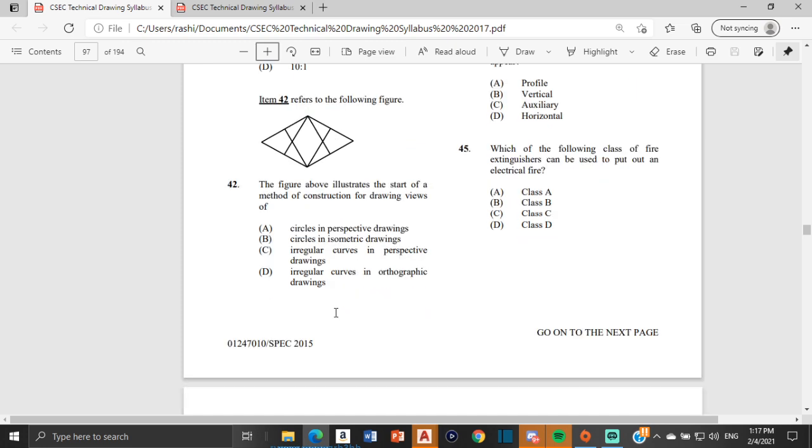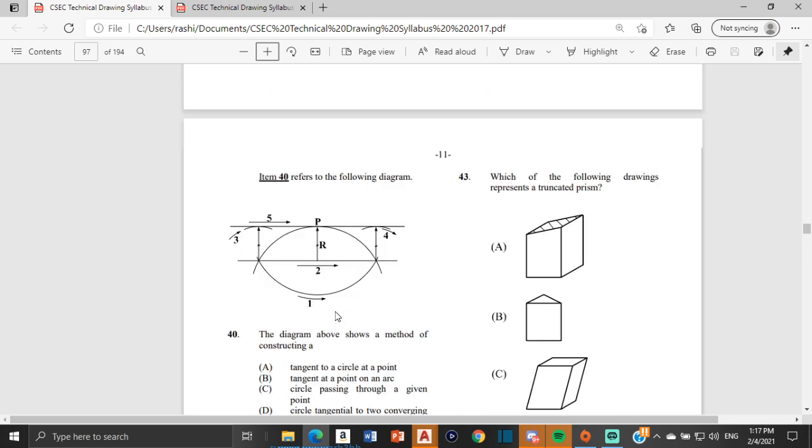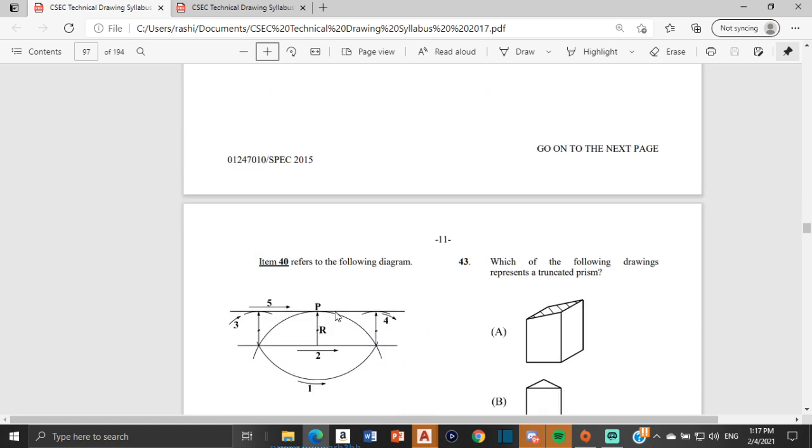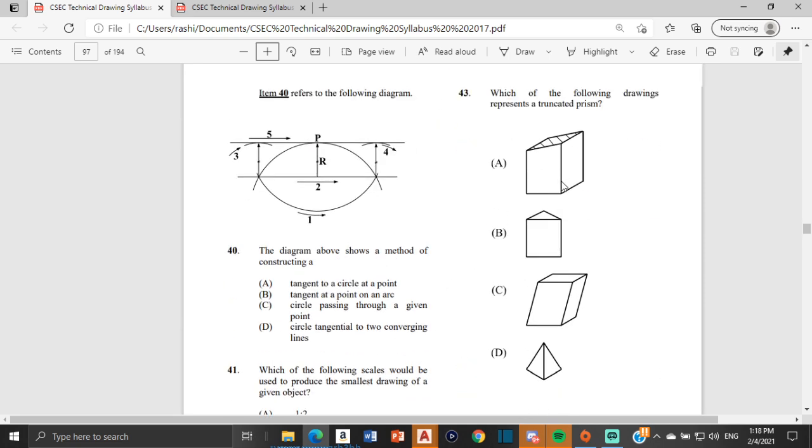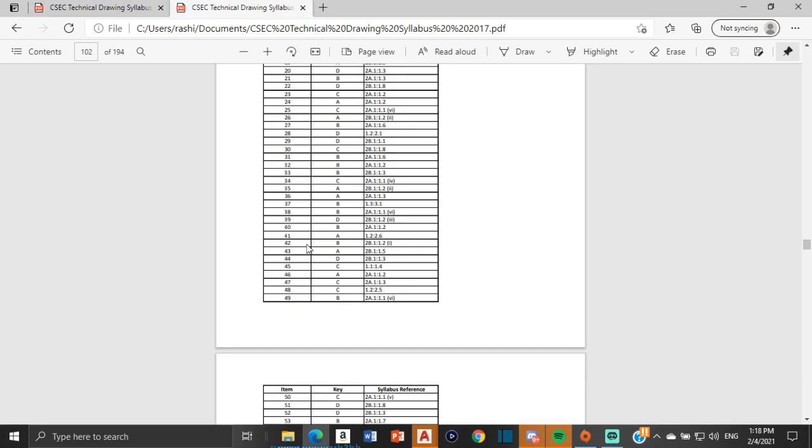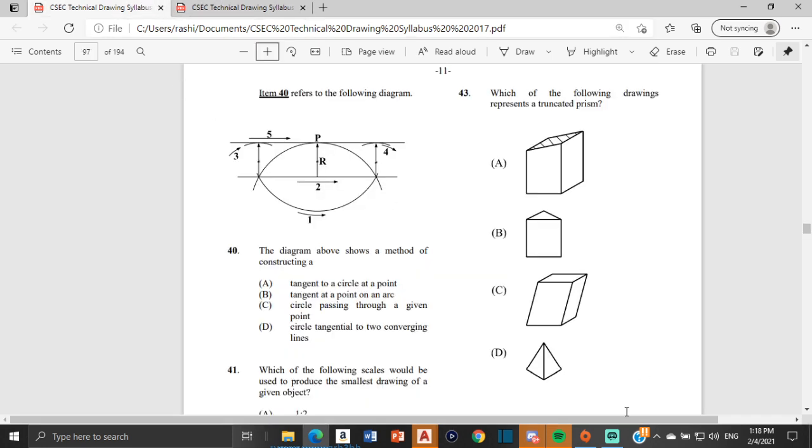All right, so we move on to number 43. Number 43 says, which of the following drawings represents a truncated prism? The term truncated means that a piece of it is cut off, and the answer is A. All right, number 43, let's see. 43 is A. And how we know that is because you see these hatching lines, and what those hatching lines represent is where a cut is made. All right, so that is why you would have those hatching lines there to represent that a cut was made in that area. Good.